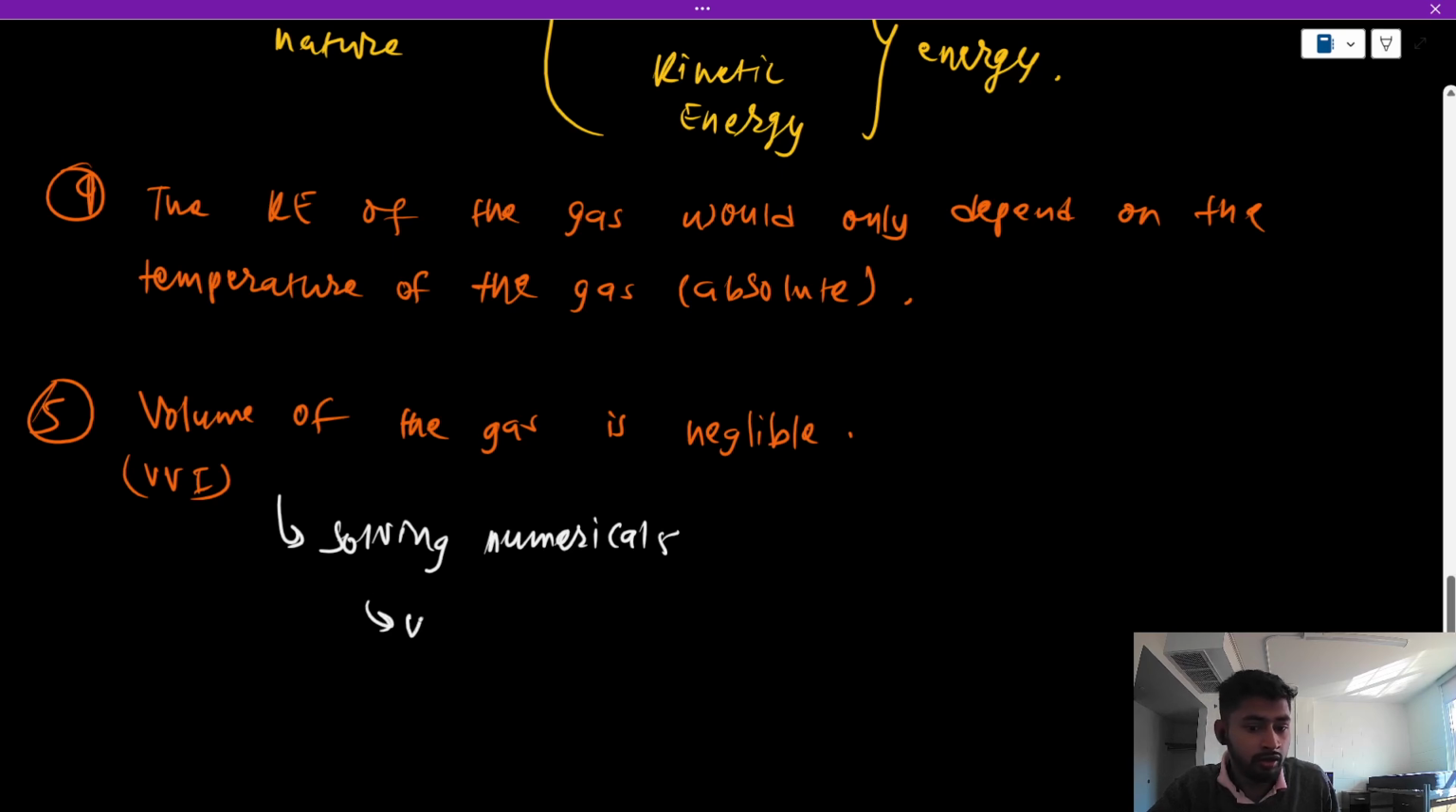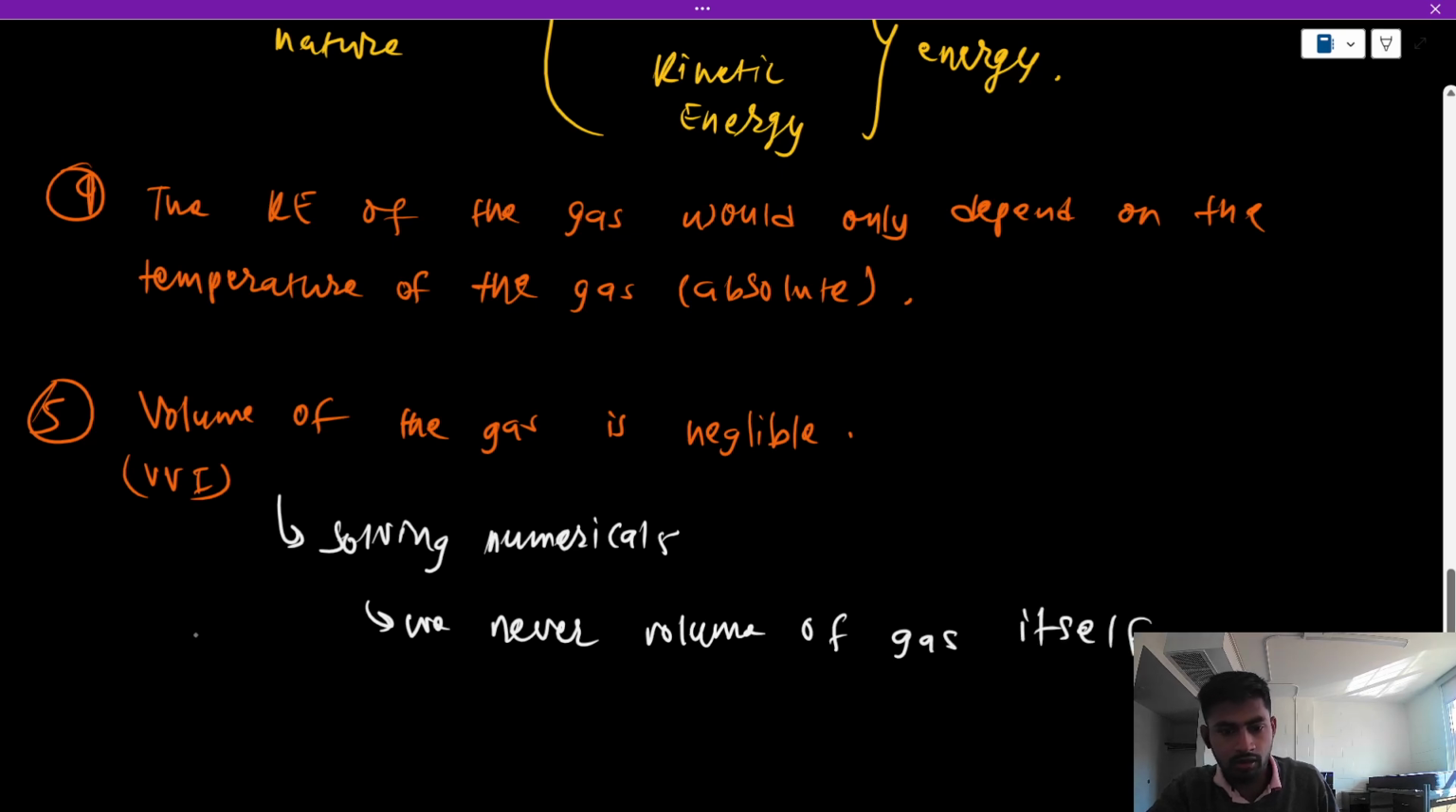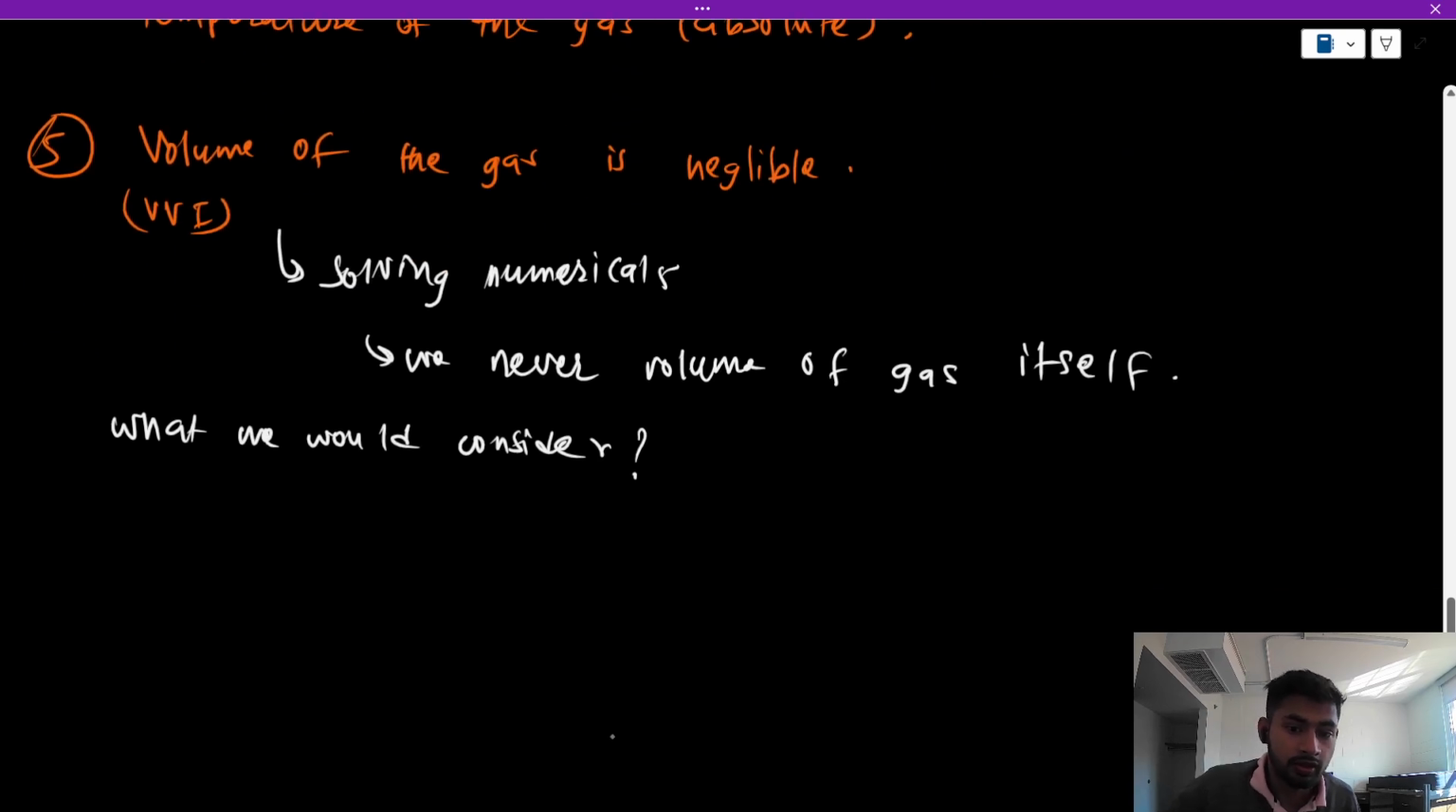then we never consider the volume of the gas itself. What we would consider is the volume of the container.